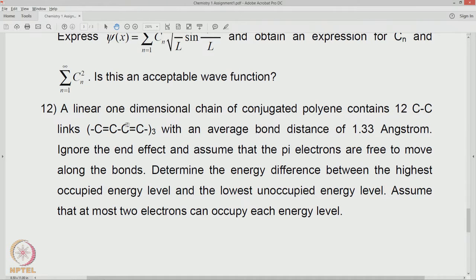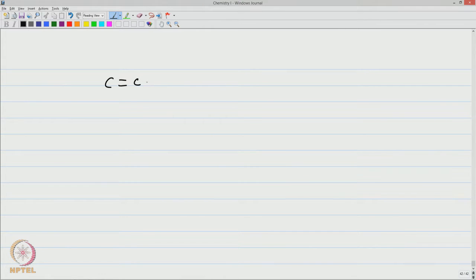So, you have 1, 2, 3, 4, and you have another 8 carbons. So, the entire sequence is C double bond C, single bond C, double bond C, then you have C double bond C, single bond C, double bond C, and once more.